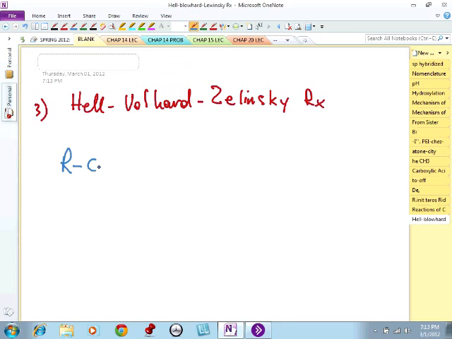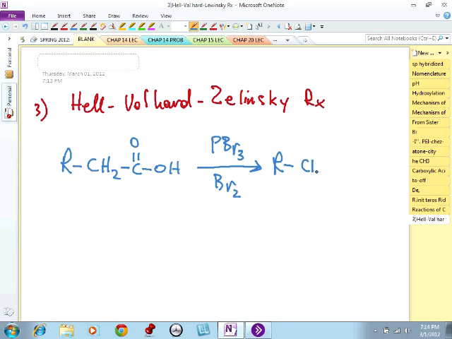If you take a carboxylic acid that has an alpha hydrogen, when we say alpha hydrogen, in other words, this is the alpha carbon, and this hydrogen is the alpha hydrogen next to the carbonyl, and you take this reagent here. This is the reagent you need for this reaction. Phosphorus tribromide, in the presence of bromine, you will get this product, in which we replace one of the alpha hydrogens with bromine.